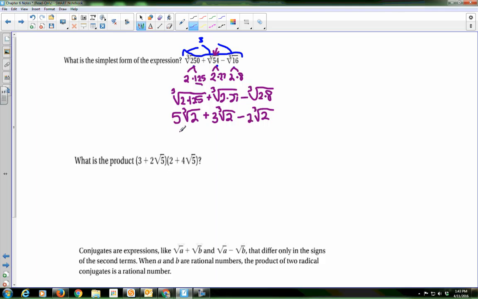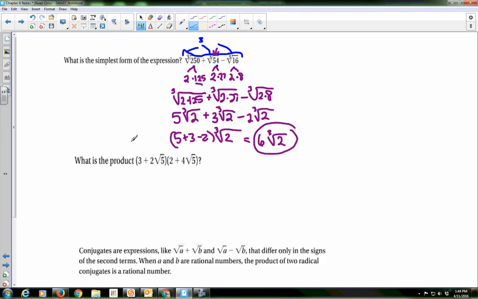So I can write this as 5 plus 3 minus 2 times cubed root of 2. And 5 plus 3 is 8. 8 minus 2 is 6. So this is 6 cubed root of 2. Answer.